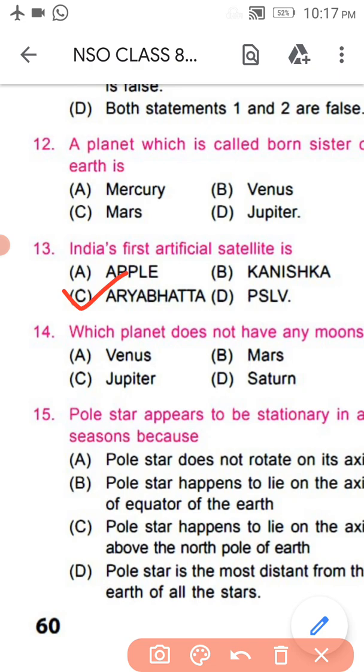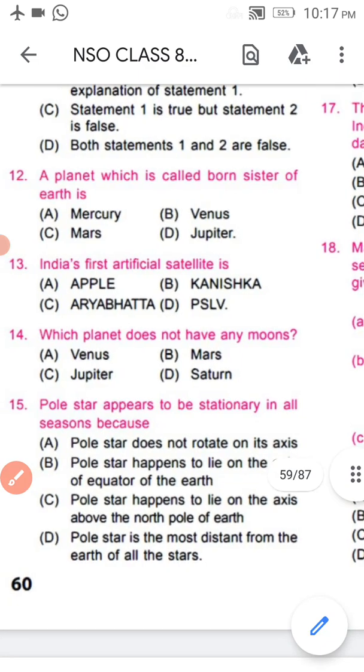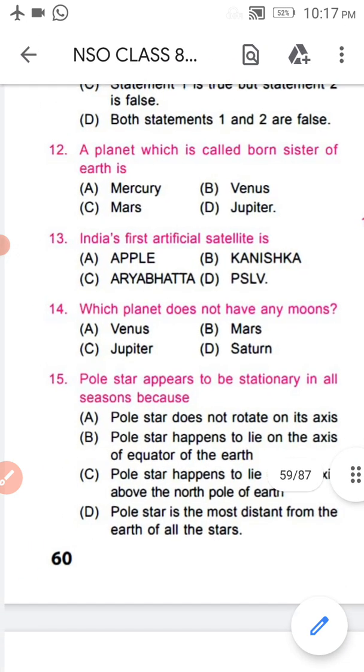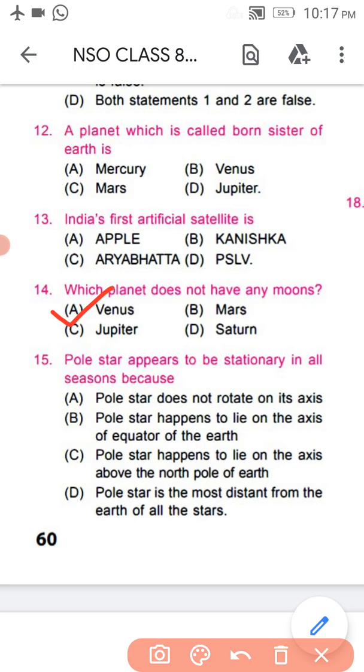Question number 14. Which planet does not have any moons? So you have to identify Venus, Mars, Jupiter, Saturn. So option number A, Venus has no moon. Option number A.